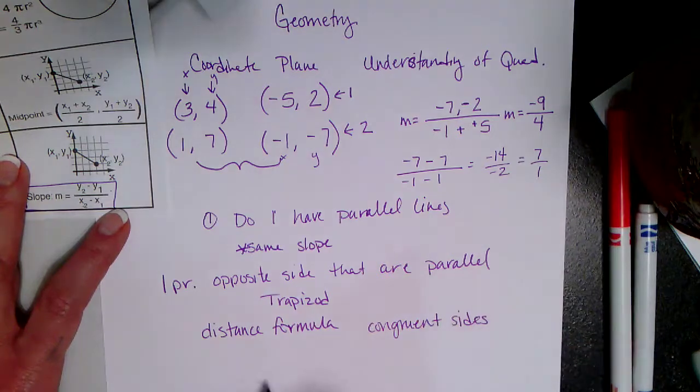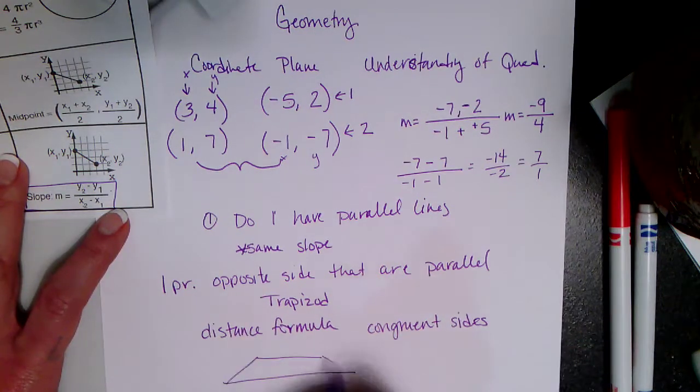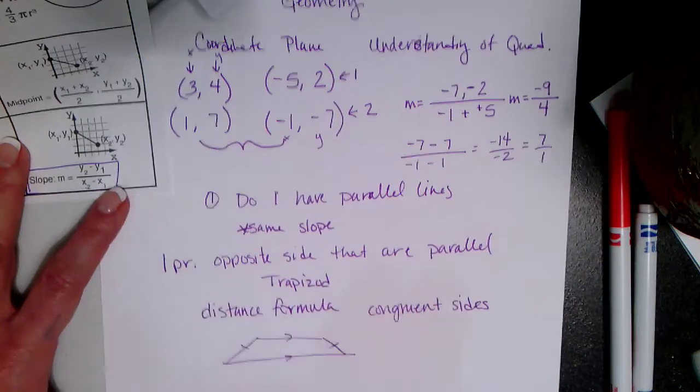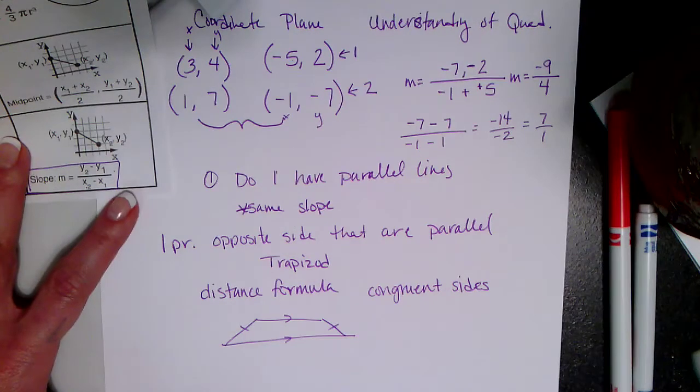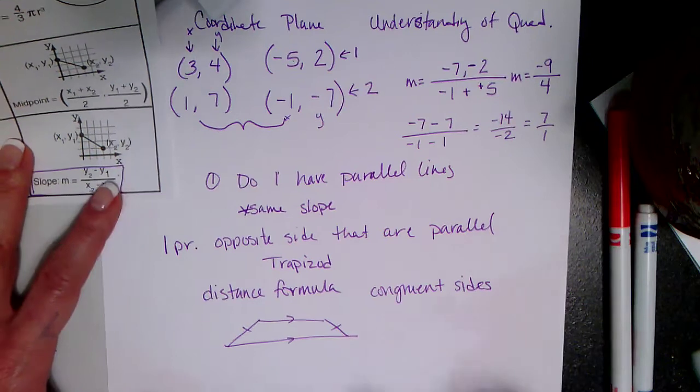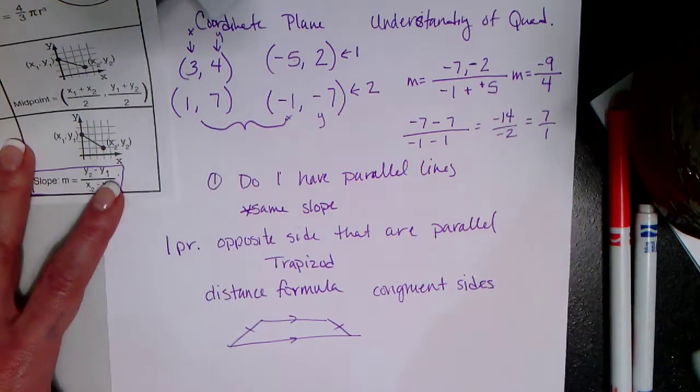Because there is a trapezoid called the isosceles trapezoid when the two non-parallel sides are congruent and the other sides are parallel. Or it could be a regular trapezoid where I don't have those congruent. So the distance formula is needed to find the length of each of the sides.